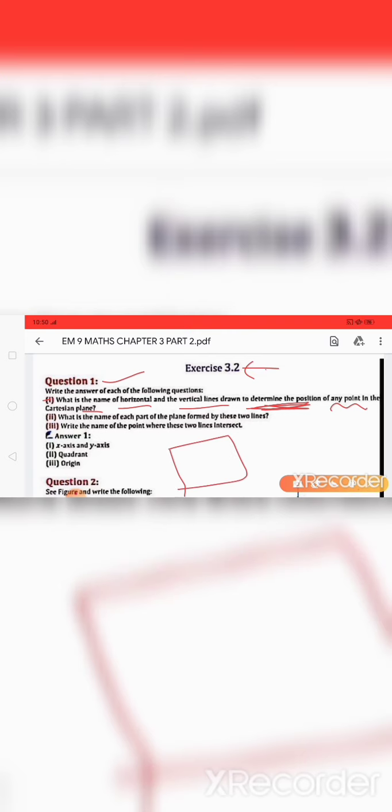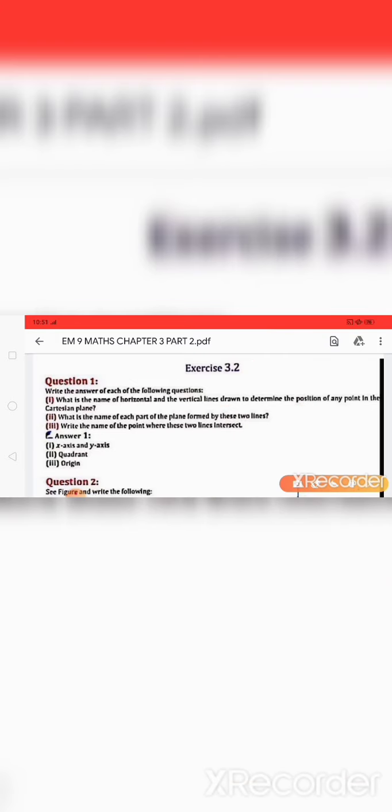So first we plot a Cartesian plane. We only need to answer the question, but I am explaining the names of these lines. Here we plot a Cartesian plane with one lying line and another standing line. These two lines determine the position. The horizontal line is denoted by the x-axis, and this standing line is the vertical line, denoted by the y-axis. So our answer: one horizontal line is the x-axis and one vertical line is the y-axis, to show the position in the Cartesian plane.